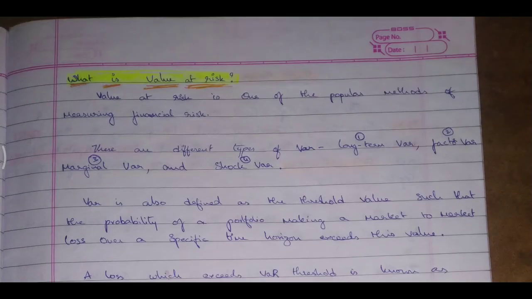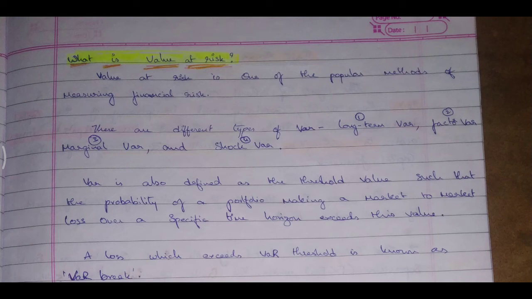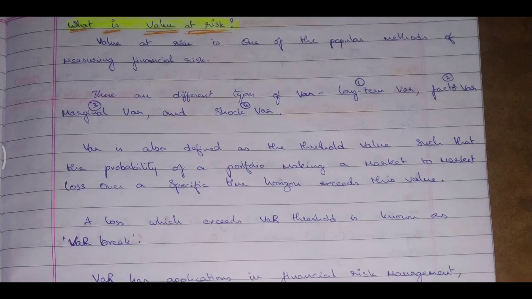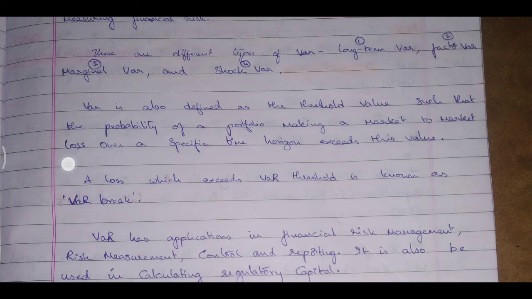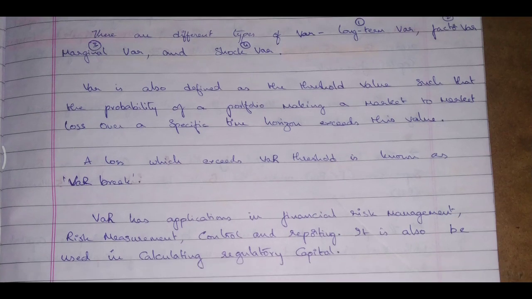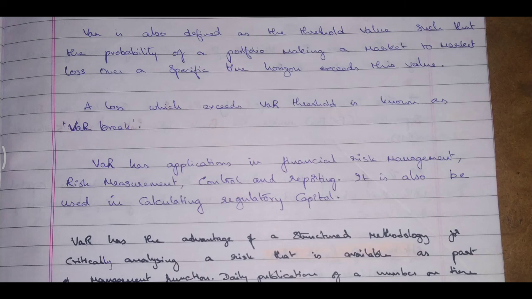What is value at risk? Value at risk is one of the popular methods of measuring financial risks. There are different types of value at risk: long term VAR, factor VAR, marginal VAR, and shock VAR. VAR is also defined as the threshold value such that the probability of a portfolio making a mark to market loss over a specific time horizon. A loss which exceeds the VAR threshold is also known as a VAR break.